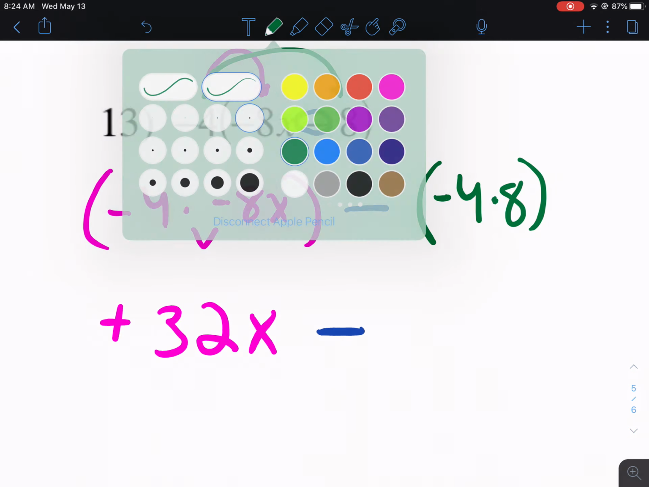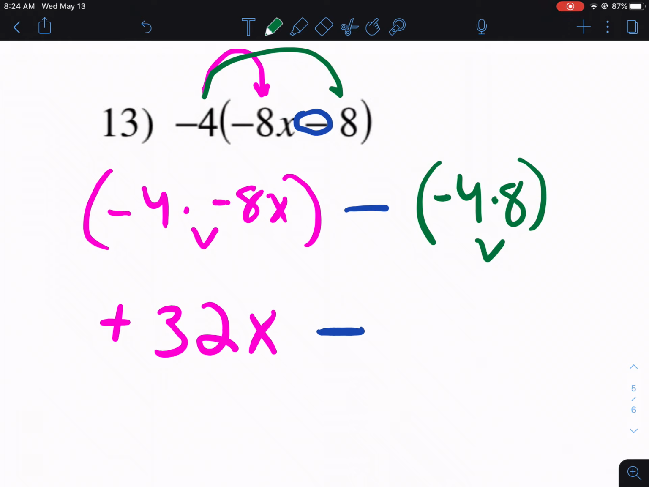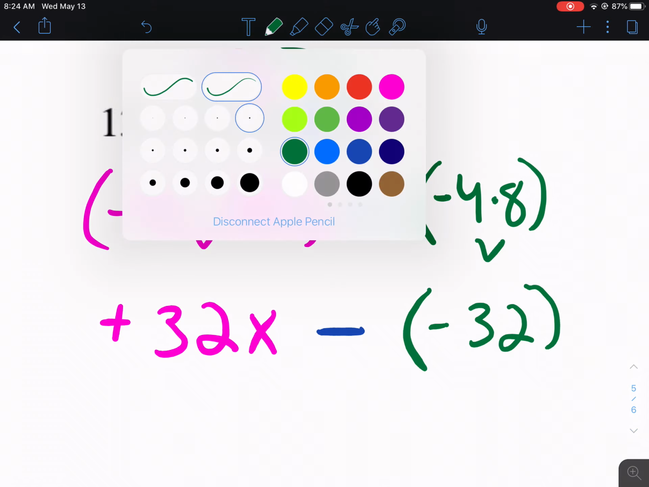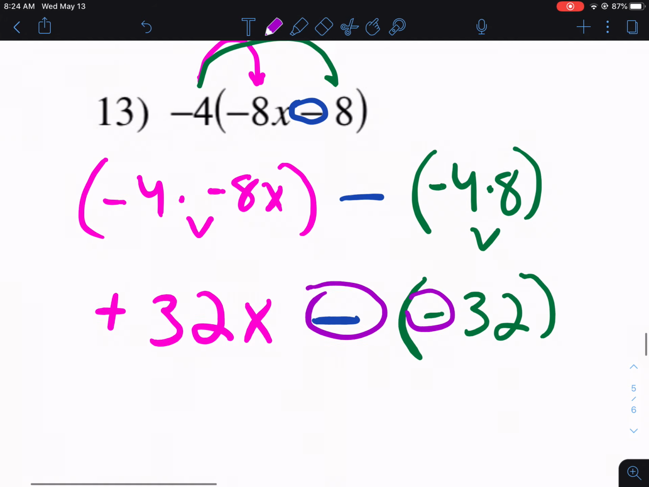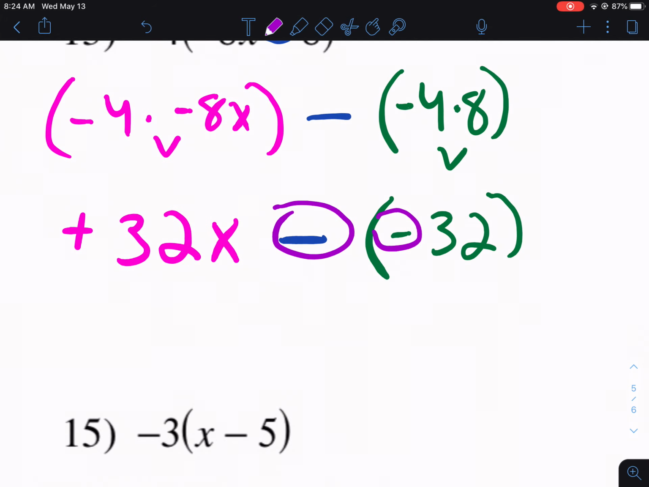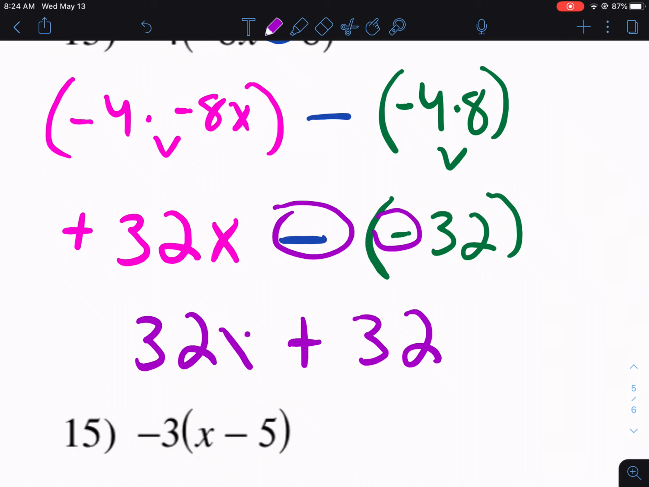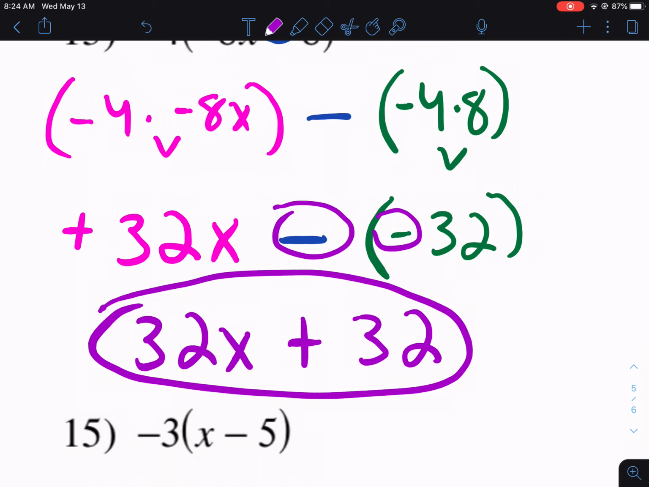Minus. Negative times positive is negative 32. Negativo por positivo es negativo. 4 por 8 es 32. My last step, último paso. Menos y negativo. Negative and minus is positive. 32x plus 32.